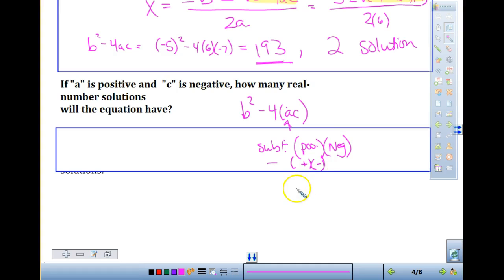It's always going to be, what would happen if I have a number out here minus a negative? Always going to be, and this number out here we know is always positive, right? Because b squared always has to be positive. How many solutions should I always have? Always 2 solutions. So when you start looking at your problems and you're noticing A is positive and C is negative, you're always going to have 2 solutions.